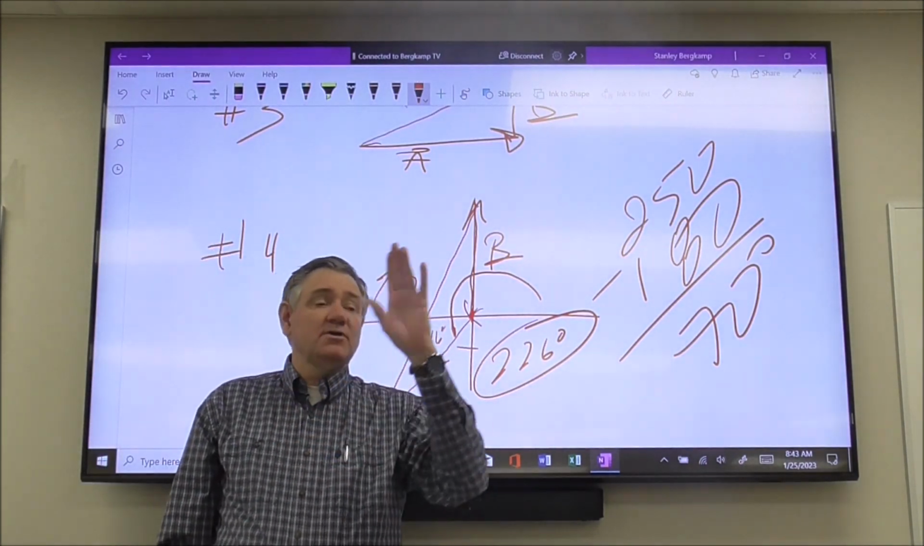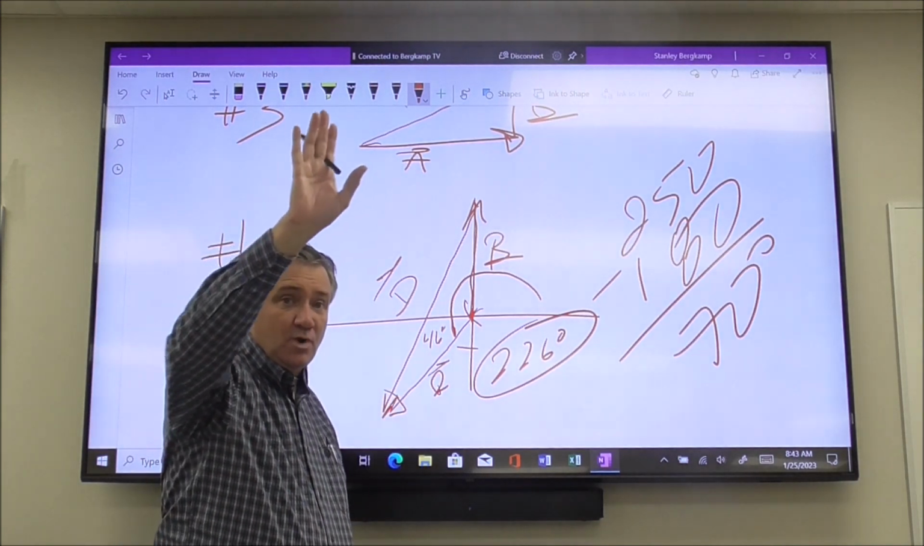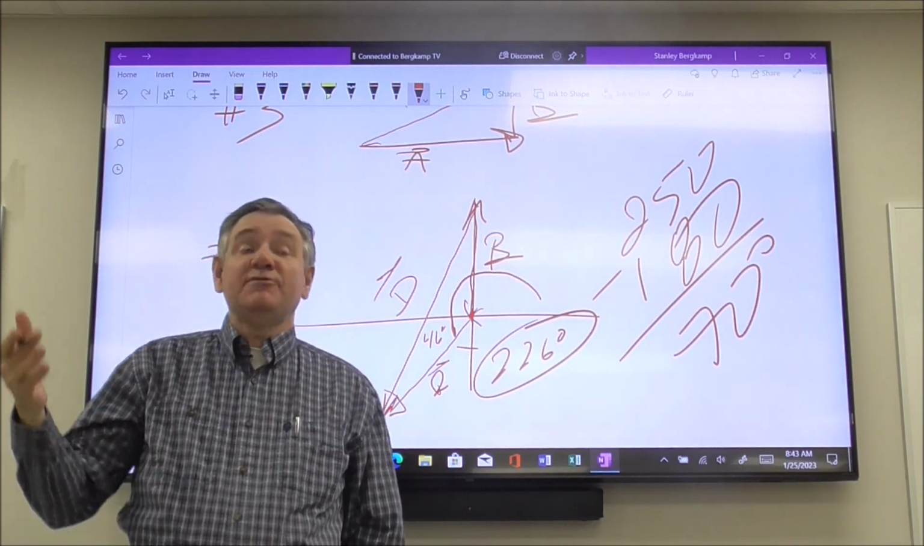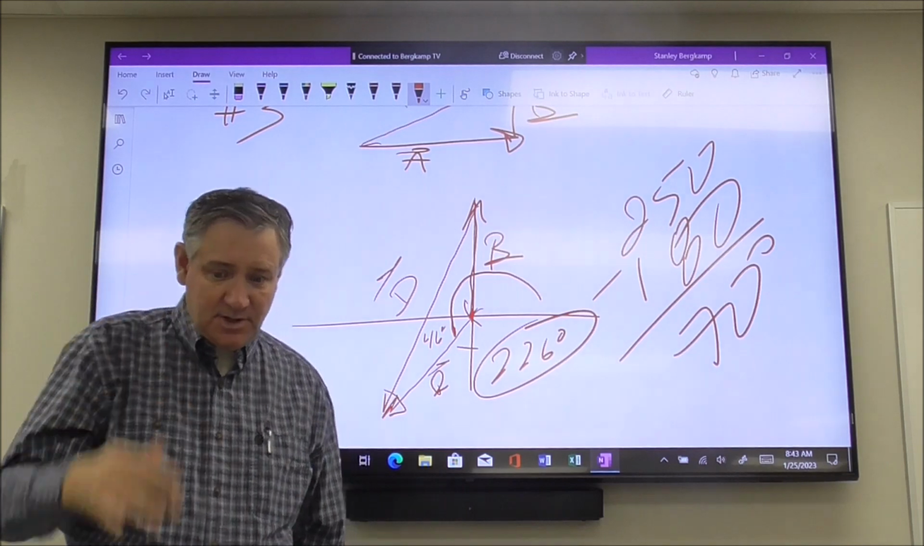Okay, I'm done. You're on your own. If you want to work on notebook paper, you can do that. If you need graph paper, there's a stack of graph paper on the back. If you don't have a protractor and ruler, I do have some that you can borrow, but get your own.